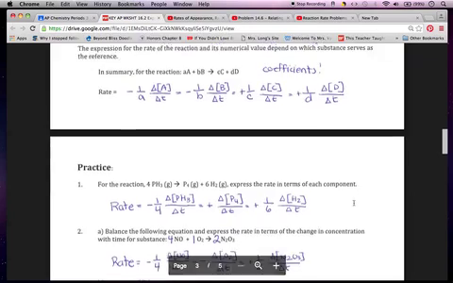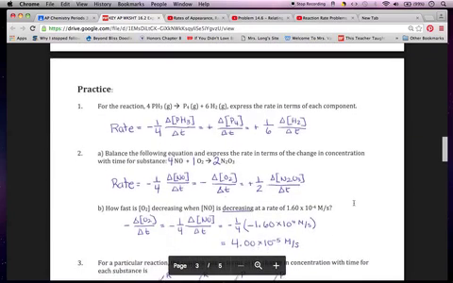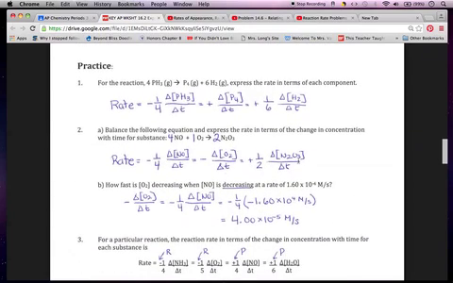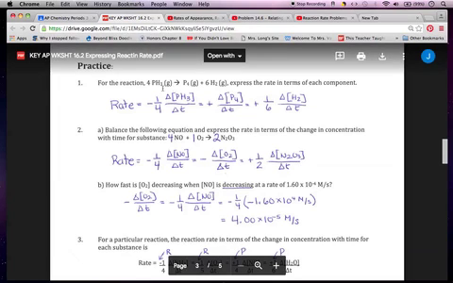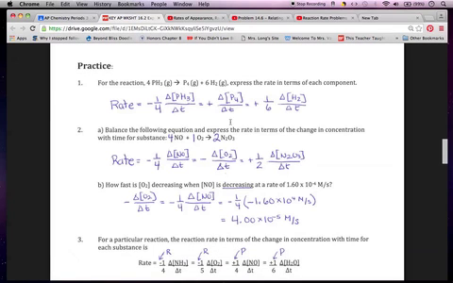So let me take you through a couple of practices that are going to be similar to what you're going to see in the textbook. And I'm sorry to just throw these answers all at you, so make sure you actually take the time not just to copy them in, but to think through where the numbers are coming from. So for this reaction up here for number 1, we're going to express the rate in terms of each component. We're simply using their coefficients and also recognizing where we have reactants that are decreasing versus products which are increasing.